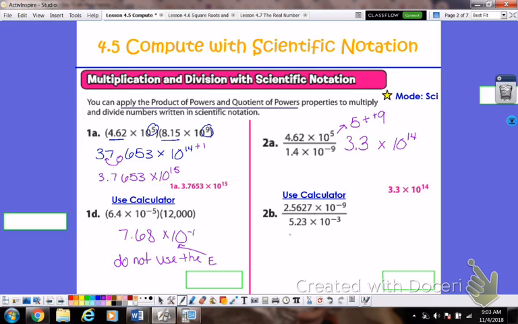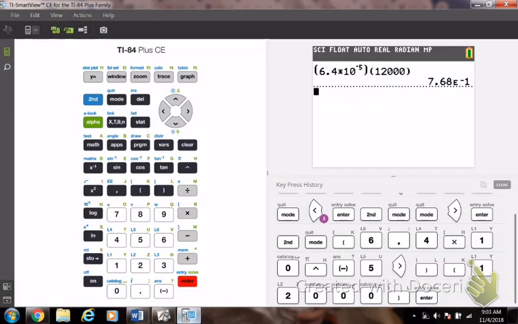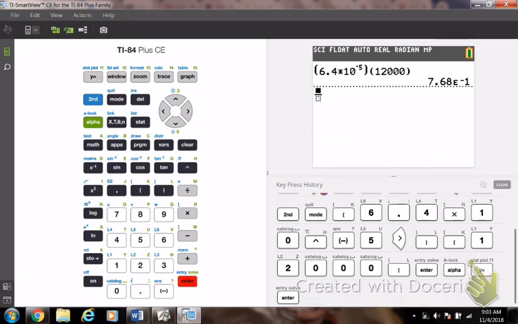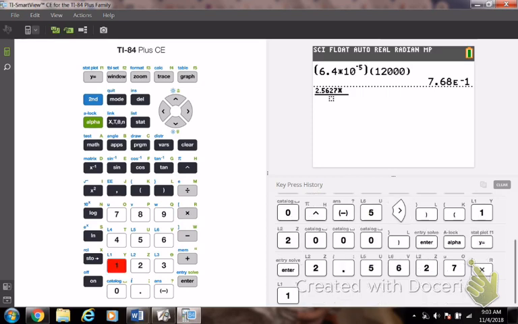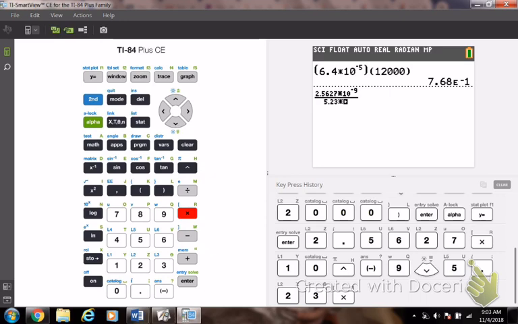Using the calculator. So we hop back over here. We see we have a fraction, so alpha y equals, put in our fraction. We have 2.5627 times 10 to the negative 9 over 5.23 times 10 to the negative 3. When you're putting in your negatives, make sure you're careful. You're using your negative sign down here, not the minus sign. That would give you an error.